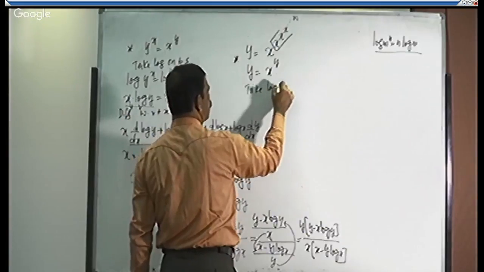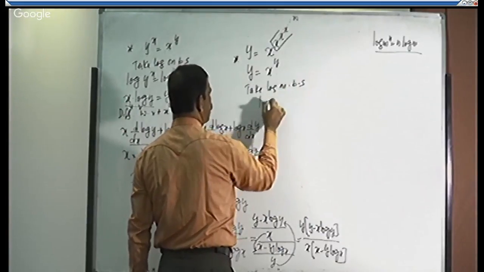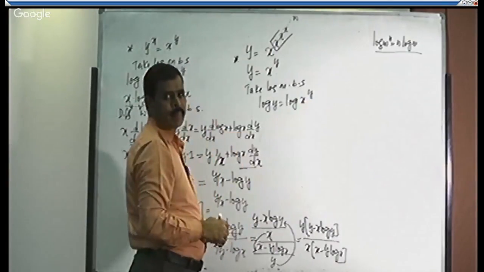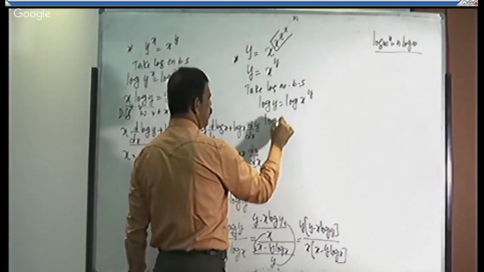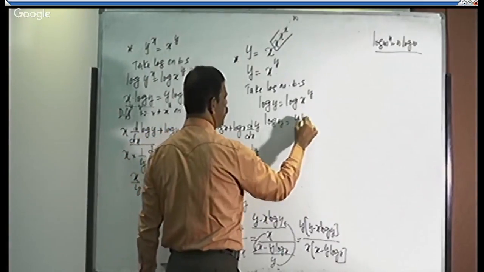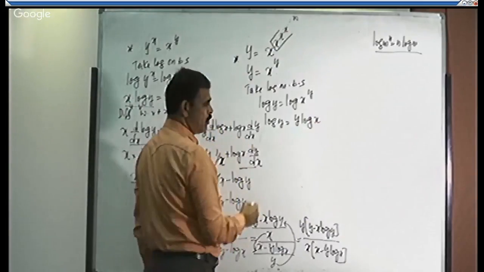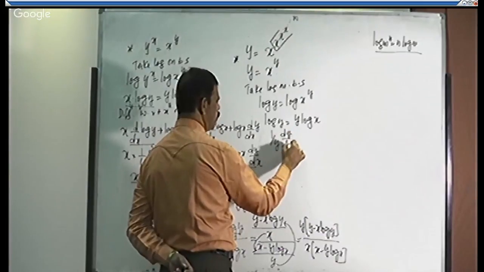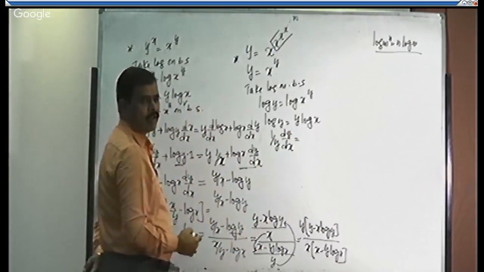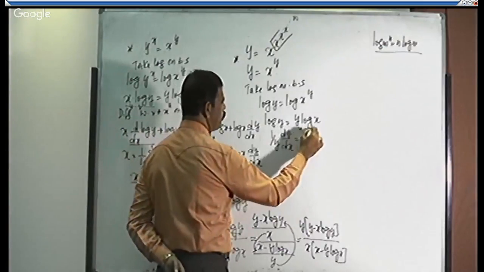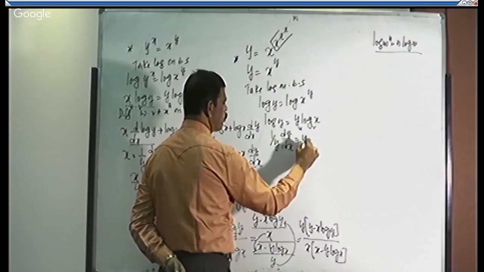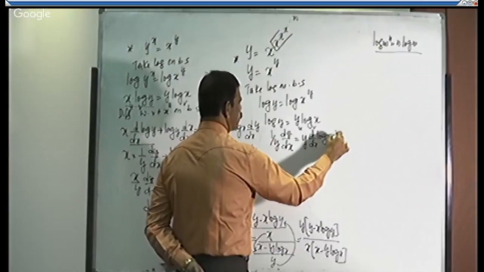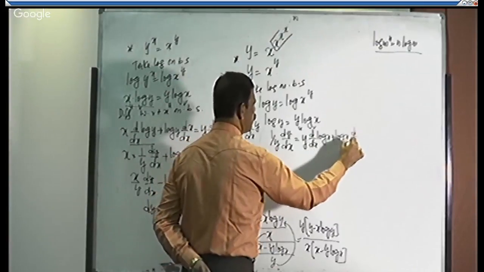Take log on both sides. That is log y is equal to log of x to the power of y. According to the third law, the right side term becomes y into log x. Now differentiate on both sides. On differentiating, we get 1 by y into dy by dx is equal to, the right hand side term is in the form of uv, correct? u into v. Use the product rule: y into d by dx of log x plus log x into d by dx of y.